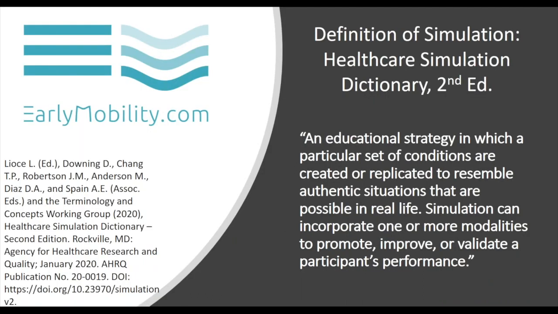So if we move to the definition of simulation, and this is taken out of the simulation dictionary as referenced on the left, the second edition, we really talk about it being an educational strategy where a particular condition is replicated to resemble an authentic situation. Again, we're going to dive more into this, but when we think about the authenticity that we can provide during simulation training, it really provides a unique opportunity for our learners to experience things in real life. And we're going to talk about the benefits of that very soon.